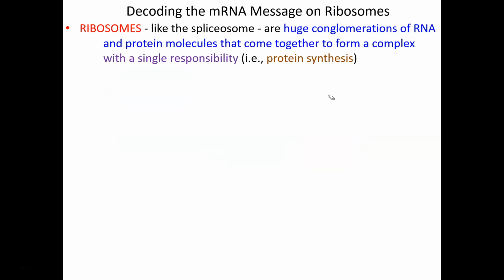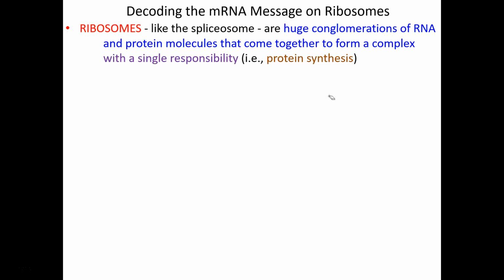Unifying all of this and coordinating all of this is the ribosome. The ribosome is going to hold the messenger RNA and hold the tRNAs and guide the amino acids into building a chain, a protein chain of amino acids. The ribosomes are going to oversee and coordinate translation.